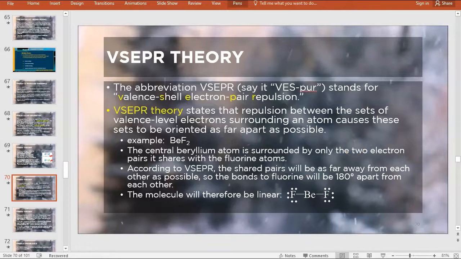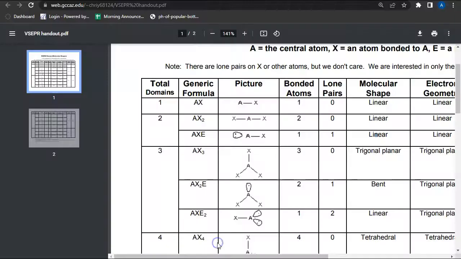The central atom, how many bonds are attached to it? Don't worry about all these lone pairs around the fluorine. Those don't matter for the shape of the molecule. Just look at the central atom, figure out how many things are around it, and that's where I'm looking on my chart. There's 2 total domains. In that case, it's either going to be 2 bonds like we see in beryllium fluoride, or it's going to be 1 bond and 1 lone pair. That's not the case, but either way it would be linear, and this is telling me my shape over here.